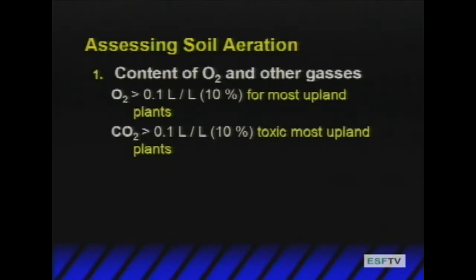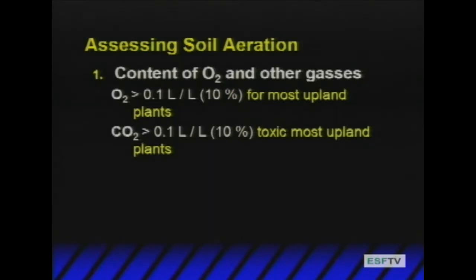And we have some rules of thumb that are pretty useful to have in the back of your head, particularly during exams. In general, an oxygen concentration greater than 10% is the requirement for most upland plants. So if we can put a sensor in the soil and measure the oxygen percentage, the partial pressure, and it's 10% or above, that's adequate for most upland plants. That's kind of a cutoff, a threshold, a number we think about for good aeration: let's say 10% oxygen concentration.